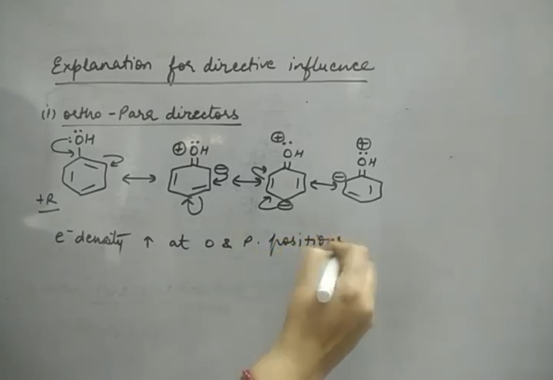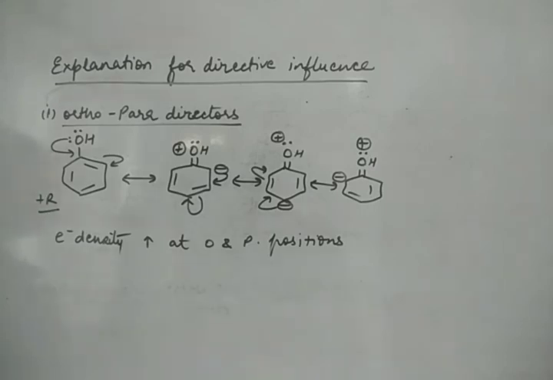Okay, so such groups are orthopara directors and they are activators. Okay, they increase the electron density on the benzene ring, and the incoming group will be directed towards the ortho, that is 1, 2, and para, that is 1, 4 position.